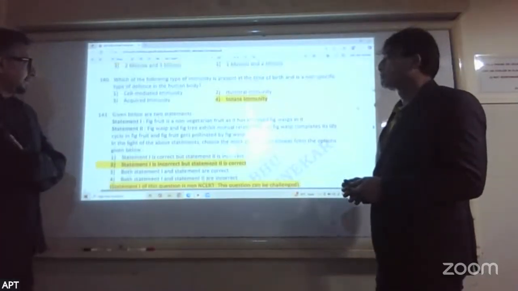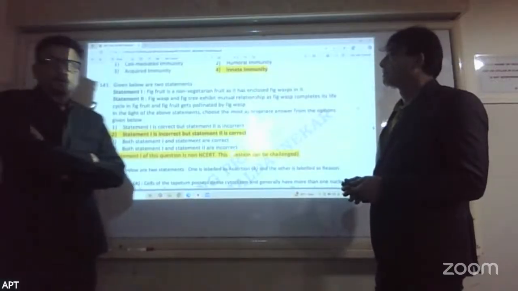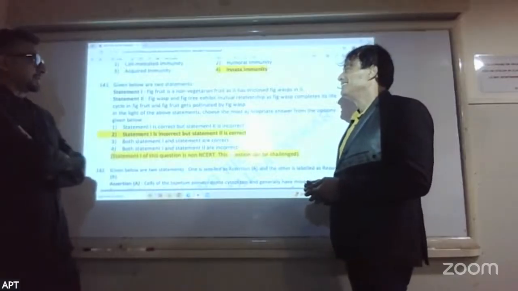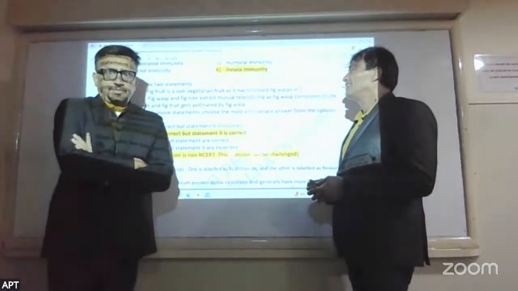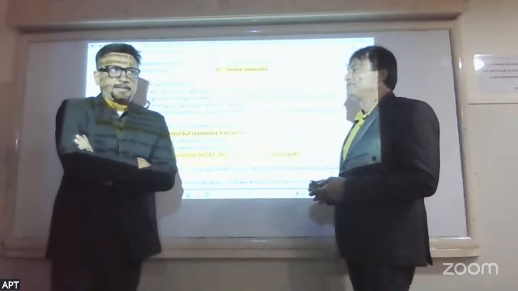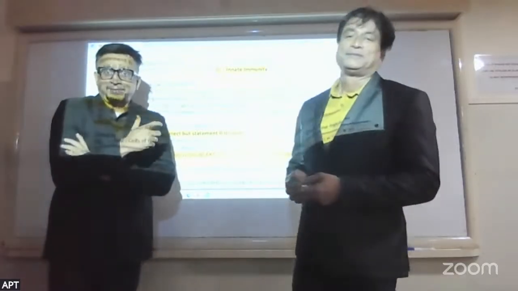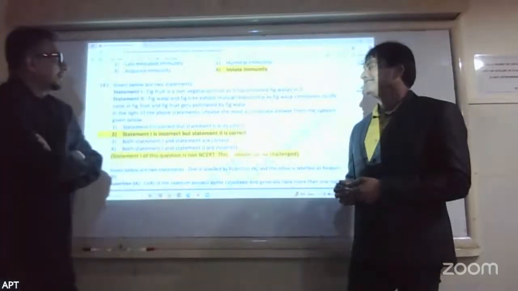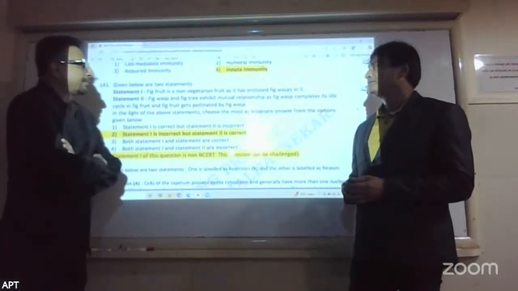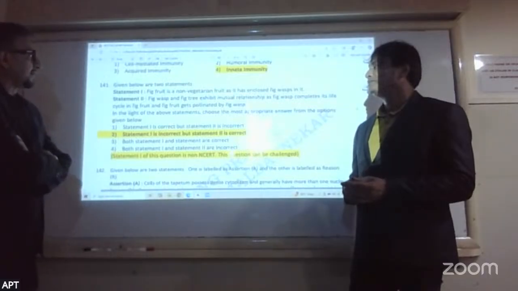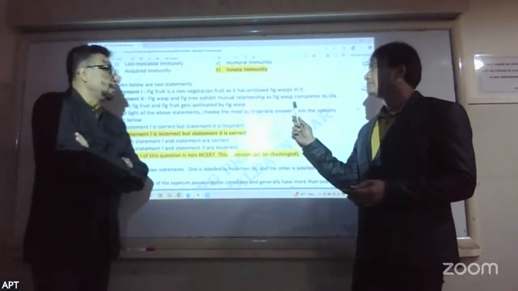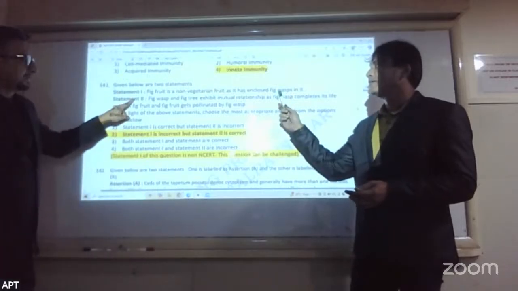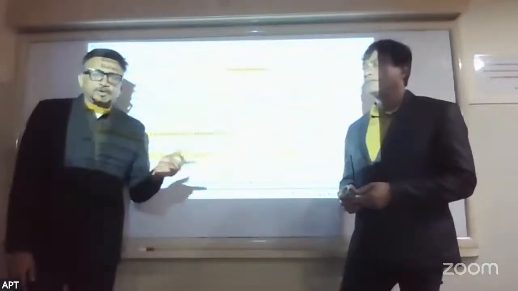Yes. Can we go ahead? And here comes the first ambiguity of the chapter. That's what we feel about this question. The fig fruit is a non-vegetarian fruit. Correct. It has an enclosed fig wasp in it, and statement 2 is fig wasp and fig tree exhibit a mutual relationship. This statement is absolutely true from NCERT. We feel that statement 2 is true, biologically and from NCERT.